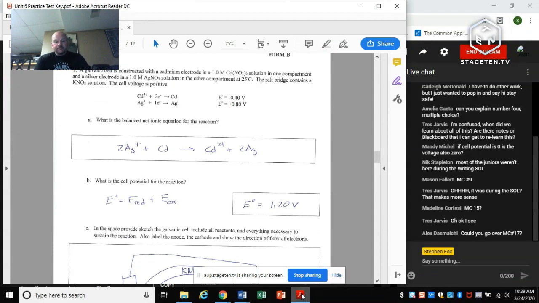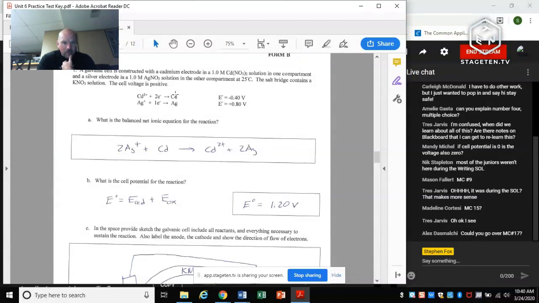Number 1. All right. So a galvanic cell is made with a cadmium electrode and a silver electrode. They're both 1 molar solutions of cadmium and silver, so you know you're at standard conditions at 25 degrees Celsius, so you can use your standard cell potentials. All right, they gave us the reduction potentials, all right?